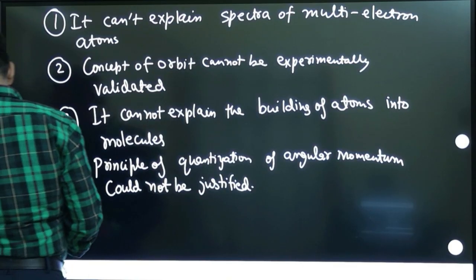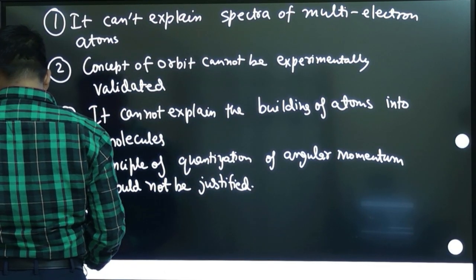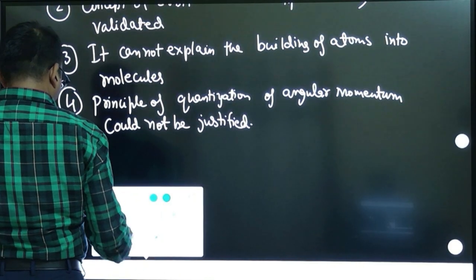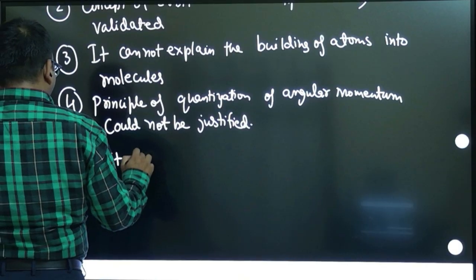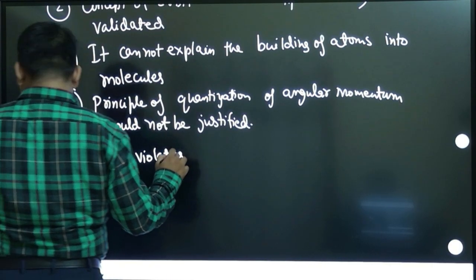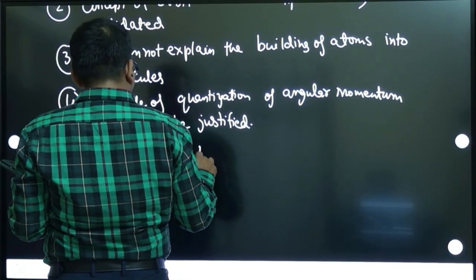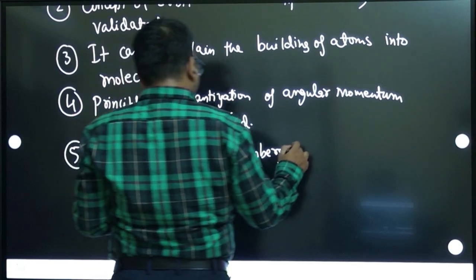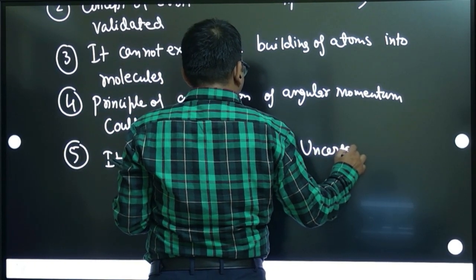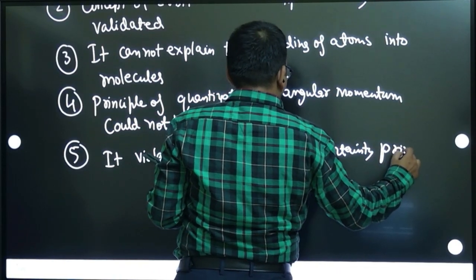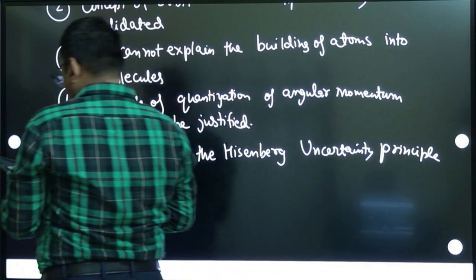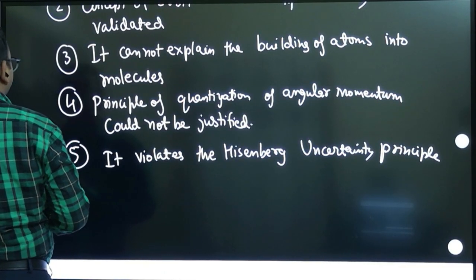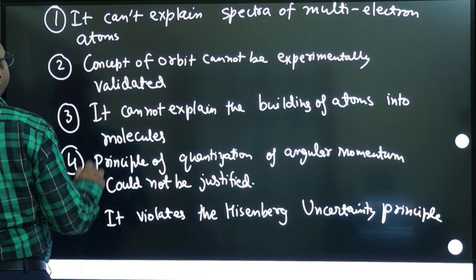Next, it violates the Heisenberg uncertainty principle. Yeah, so these five limitations we should understand.